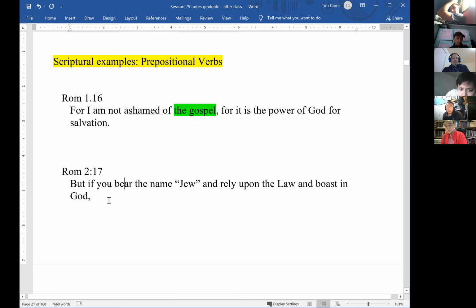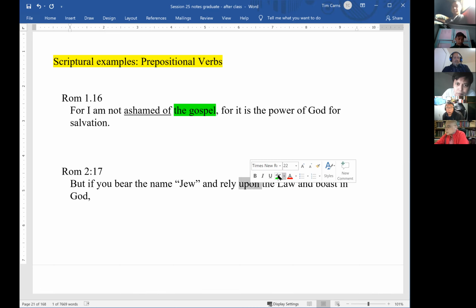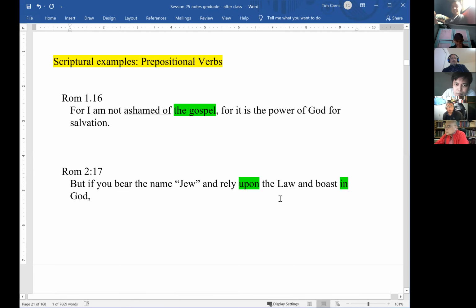So look through there. Just find where the prepositions are first. You can do that, right? Just tell me where the prepositions are. Upon. Yeah, we got upon and in. Okay. So as we look at this, if you bear the name Jew and rely upon the law and boast in God.